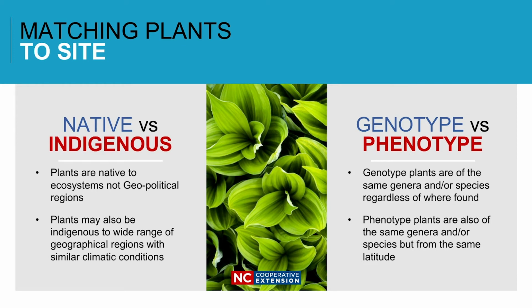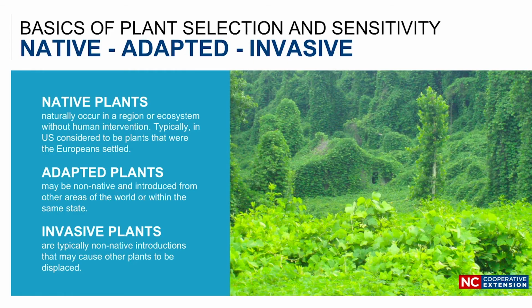Phenotype plants are going to be plants that came from the same latitude. So plants in western North Carolina are typically the same latitudes that plants are in the upstate of North Carolina or in parts of central North Carolina. So let's look at 3 other terms when we talk about plant selection. Native plants, adapted plants, and invasive plants.